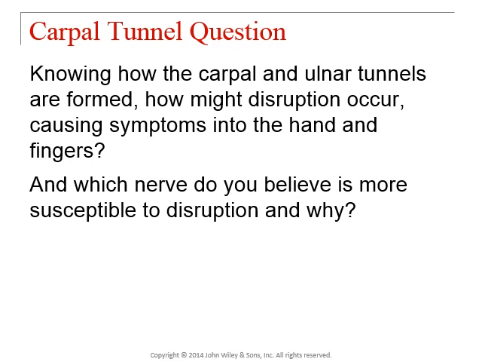So our first question of the lecture is going to tackle the carpal tunnel and the tunnel of Guyon. Very simply, knowing how both the carpal and ulnar tunnels are formed, how might disruption occur, and what kind of symptoms would you expect into the hand and to the fingers? Also, which nerve do you think is more susceptible to disruption and why?